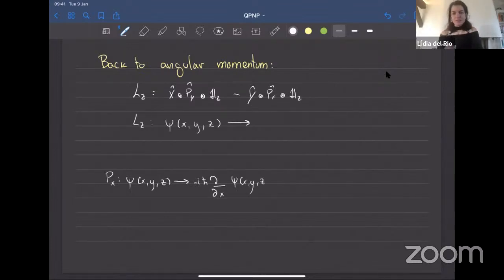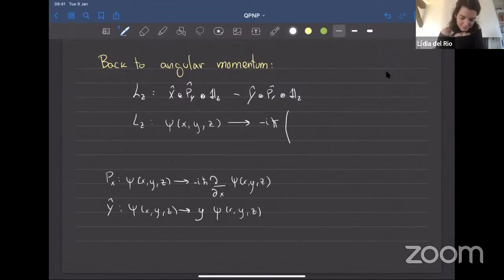This we saw many, many lectures ago. We also saw, for example, that y takes the wave function and returns the value of y times the same wave function, right? So if we put that together with Lz, then what we get is minus i h bar.